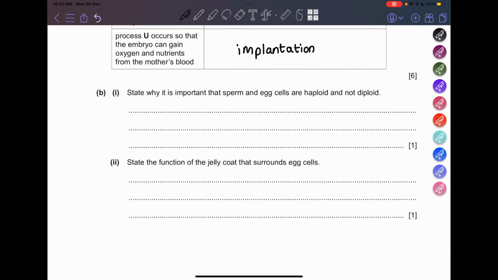B. State why it is important that the sperm and egg cells are haploid and not diploid. As we all know, if they were diploid, then it's going to produce 4 sets of chromosomes in the zygote, not 2. So we're going to write down that it's to maintain the same number of chromosomes, so the diploid number of chromosomes does not double at fertilization. So these are the 2 answers that you can write down.